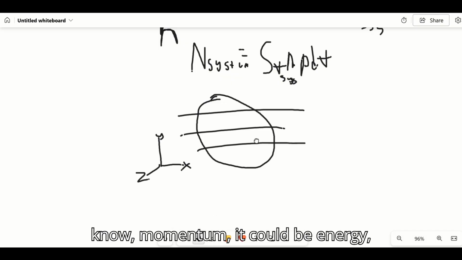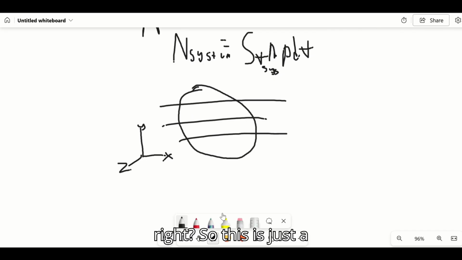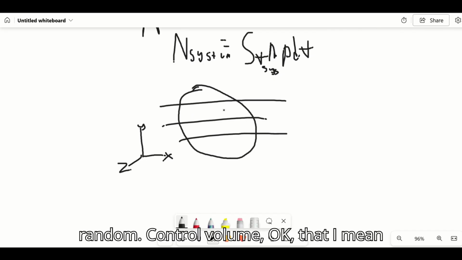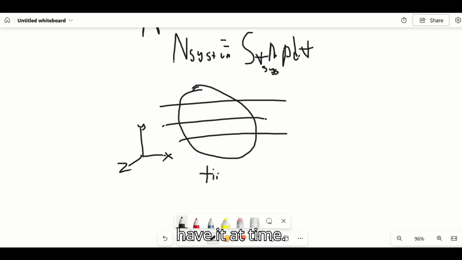it could be momentum, it could be energy. So this is just a random control volume that I made, and we have it at time t0. So this is a control volume.